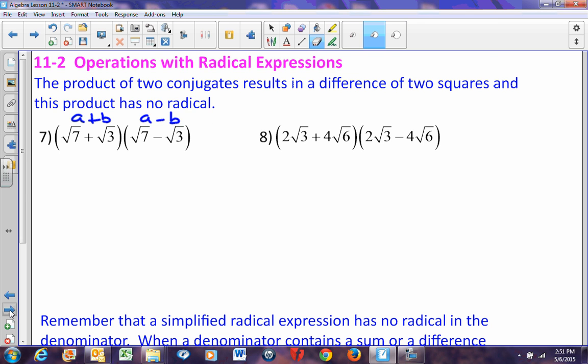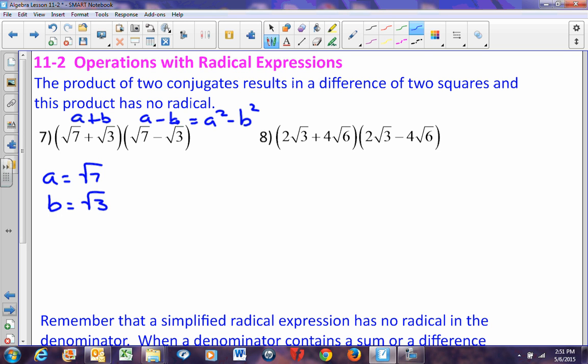So this is just going to become A squared minus B squared. So if I know my A term is the square root of 7, my B term is the square root of 3. Right, so I'm going to get the square root of 7 squared minus the square root of 3 squared. Square root of 7 squared is 7. Square root of 3 squared is 3. 7 minus 3 is 4.